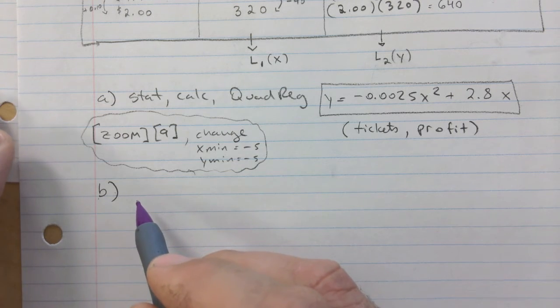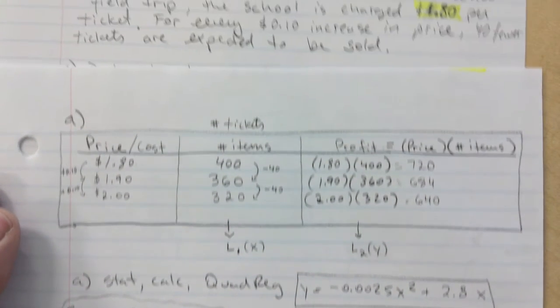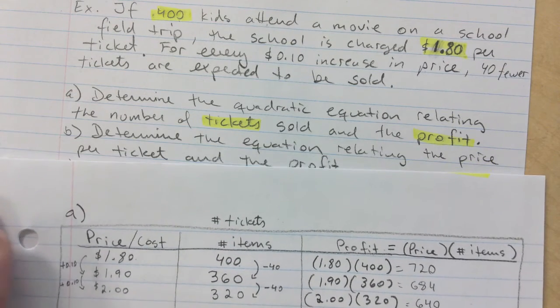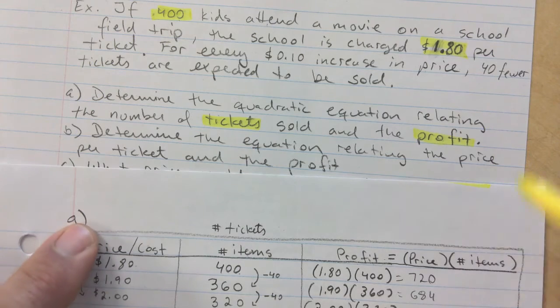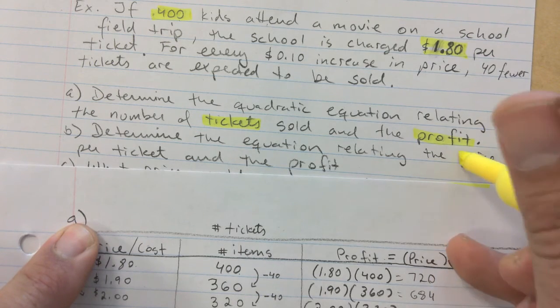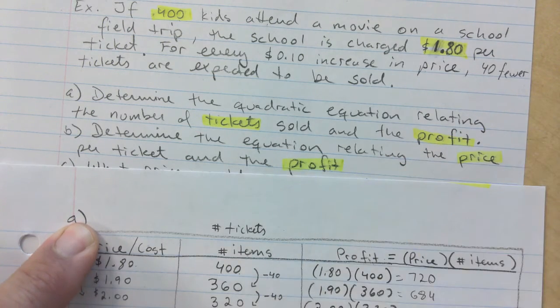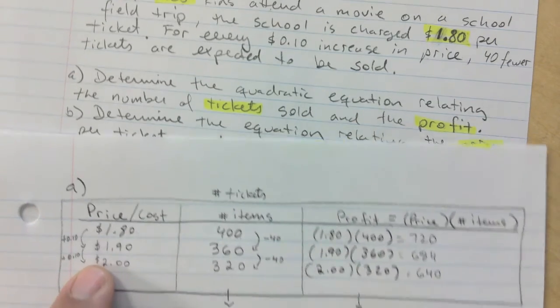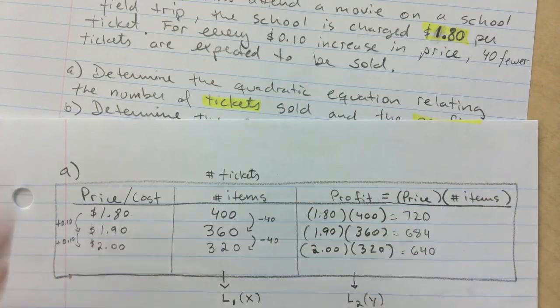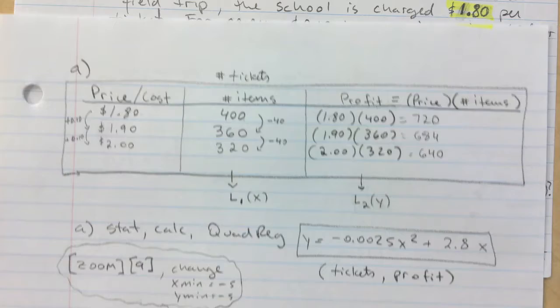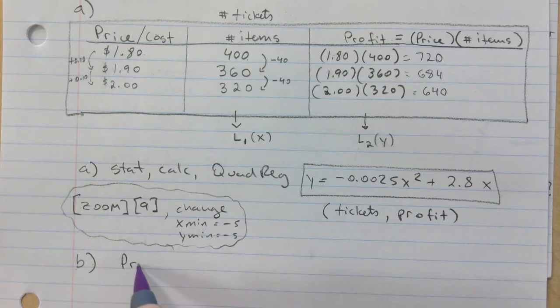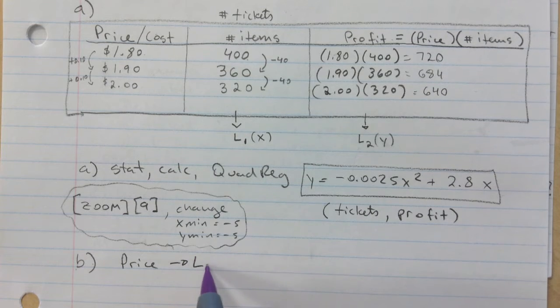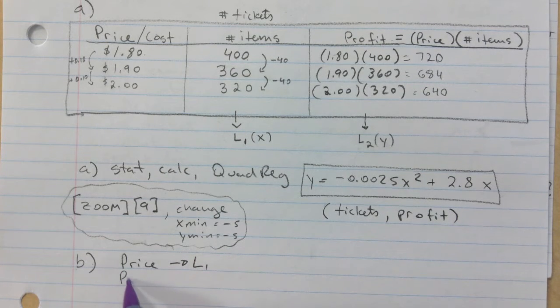Here, notice what the question is saying. I'm going to go back to B. Determine the equation relating the price. You're going to relate the price and the profit. So it's column 1 and column 2. So to not mess up our graph there, I'm going to say that we're going to put the price into L1 and we're going to put the profit into L2.